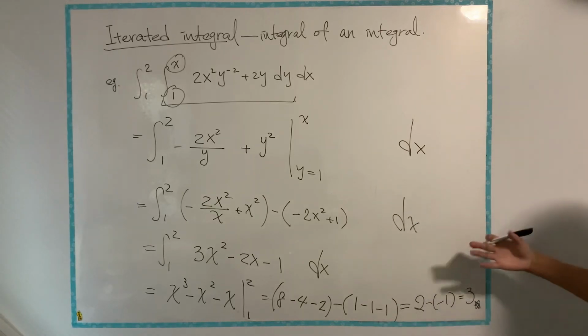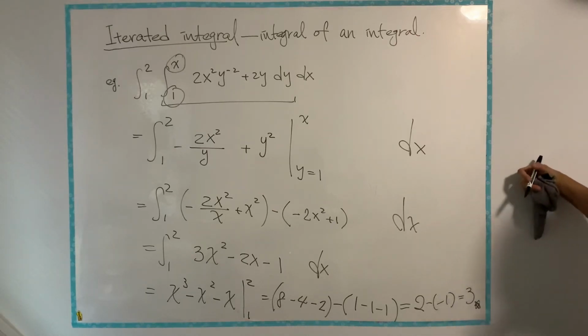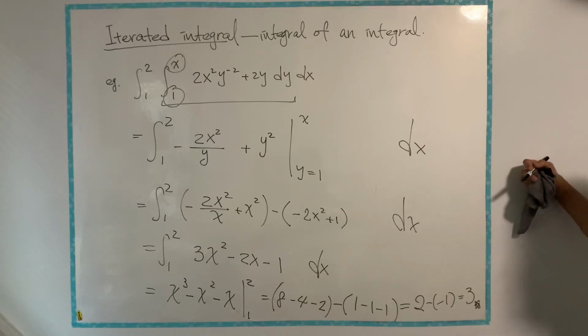So the algebra for iterated integrals is very much straightforward. You just need to know which variable you are working with, and then treat the other variable or variables as constants, and you just do it layer by layer from inside out.